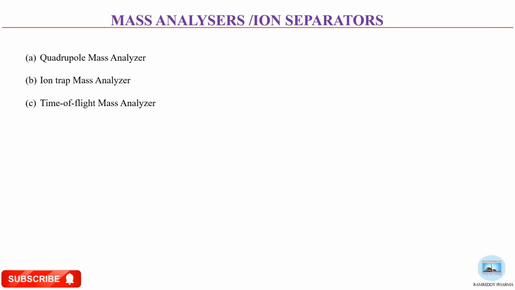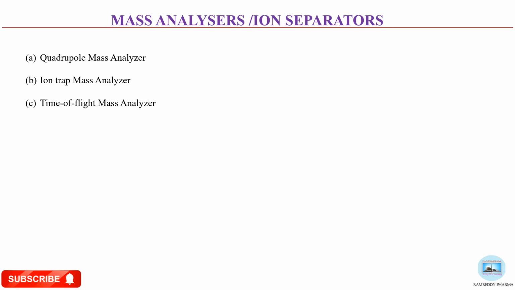The mass analyzers are also called ion separators. The analyzers separate the ions, either fragment ions or molecular ions, based on their mass-to-charge ratio. That's why these mass analyzers are also called ion separators. Commonly used mass analyzers are the quadrupole mass analyzer, the ion trap mass analyzer, and the time of flight mass analyzer.